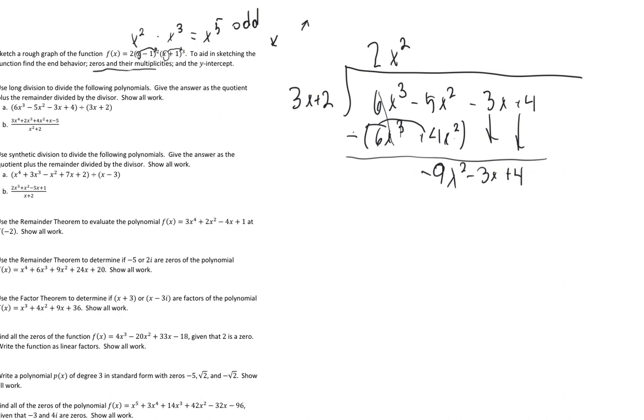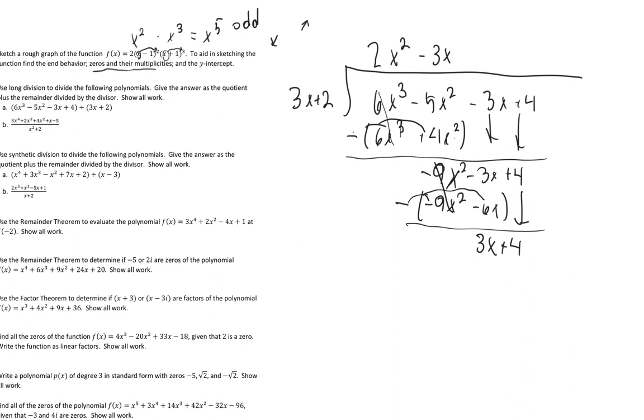So what do I multiply 3x times to get minus 9x squared? Well, it's going to be minus 3x. So minus 3x times that, so minus 9x squared, minus 6x, and I'm going to be subtracting it. So again, this minus sign kind of distributes. So minus 9x squared minus minus 9x squared, these always cancel. Minus 3x plus 6x is going to be positive 3x. Carry down the 4.